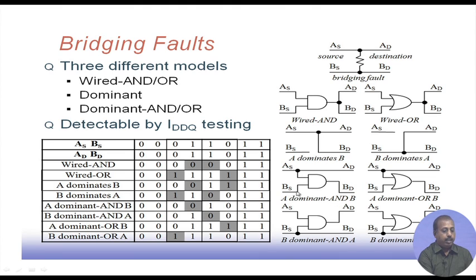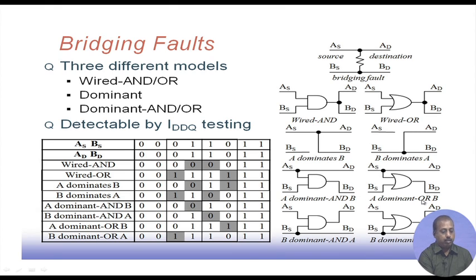A is there and B is there, and the ANDing of them is becoming B's destination. A continues with the previous value. So, unlike the wired AND connection, where it was affecting both the lines, here the shorting affects only the B line, not the A line.